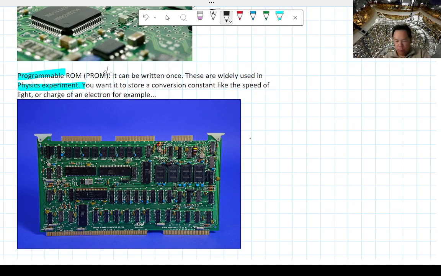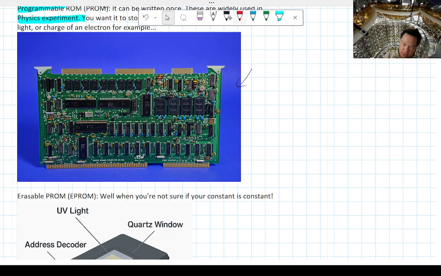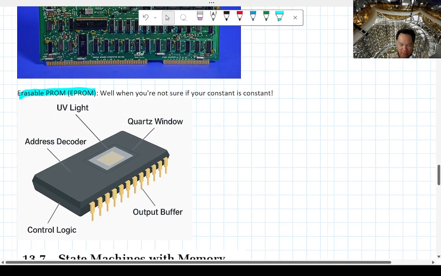And this is more for the DIY version of it, or a physics experiment where you would program the memory once, and then you would never need to change it again. Okay, so one more modification from this is erasable programmable read-only memory. Okay, so maybe sometimes the constant you program into it is not quite constant, or you need to change something. There are ways around it.